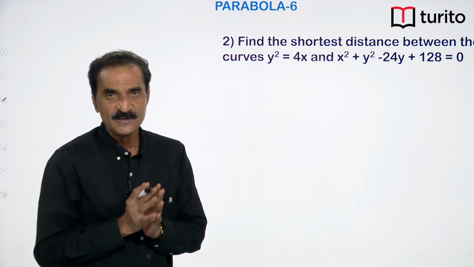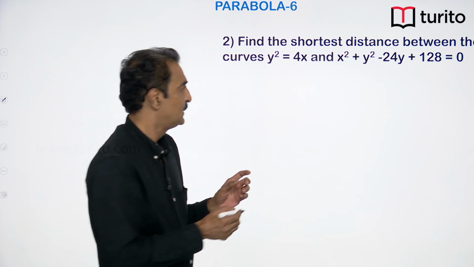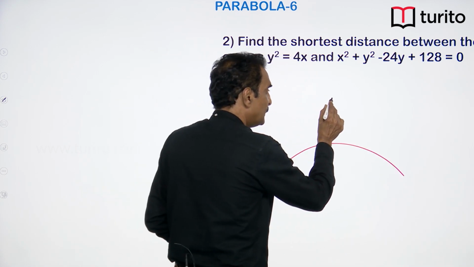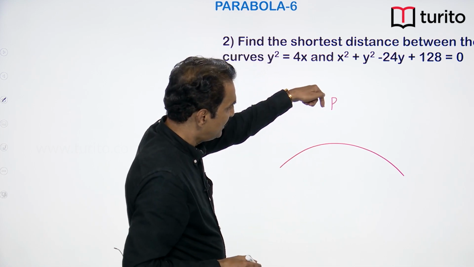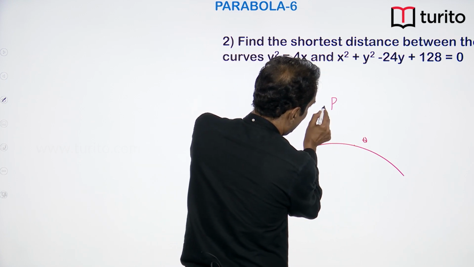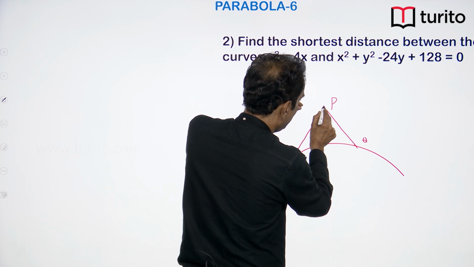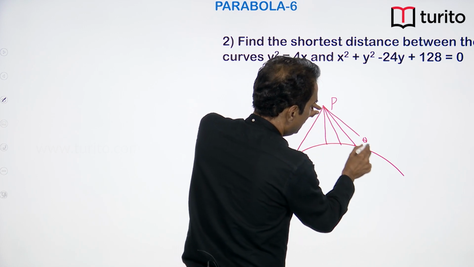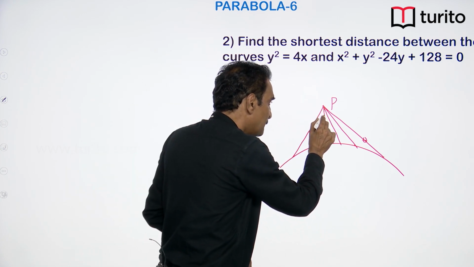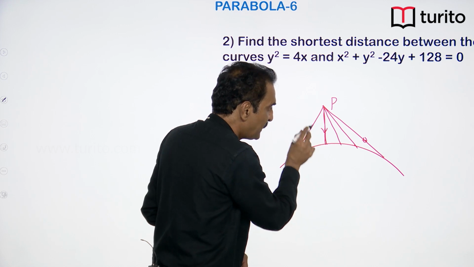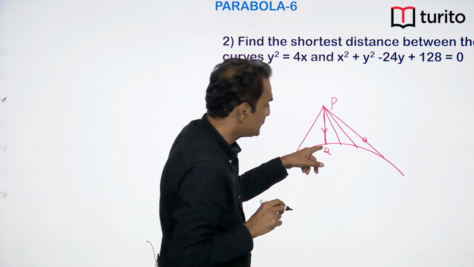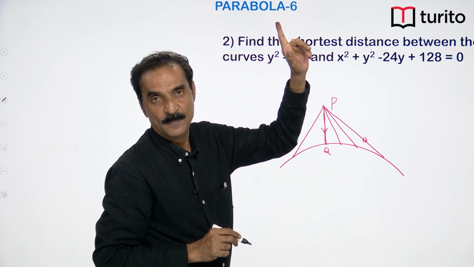If you want the shortest distance between any two curves, suppose this is a curve, from a point P you want the shortest distance to this curve. See, you join this point and this point, this point and this point, and so on. If you observe, when will you get the distance shortest? If you move from P perpendicular to the curve. Perpendicular to the curve means normal to the curve. So, what should be this point? This is a point Q where the normal passes through P.